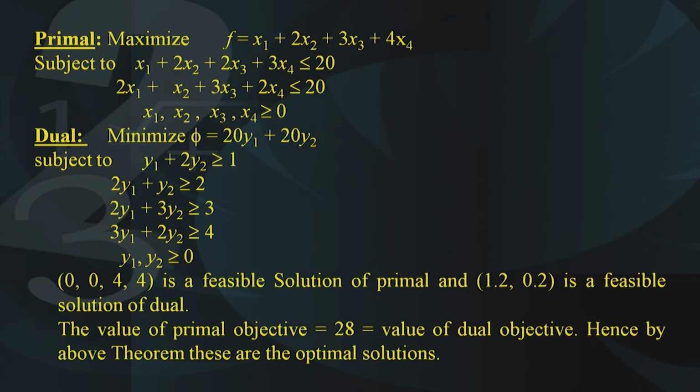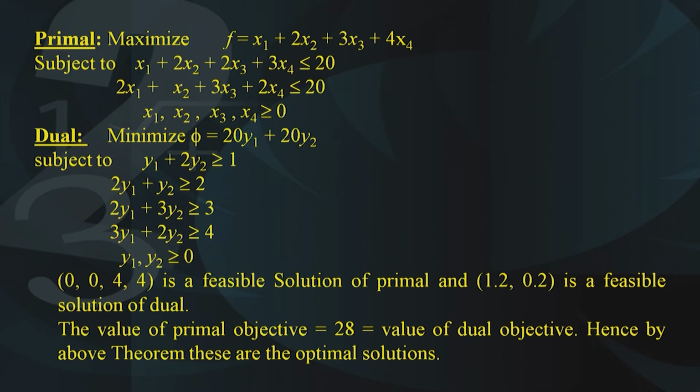If you look at this point (0, 0, 4, 4), this is a feasible solution of the primal, and similarly (1.2, 0.2) is a feasible solution of the dual. You can check that both these points satisfy the primal and the dual constraints respectively. You can check this by substituting them in the constraints and making sure that they satisfy all the constraints. So, that is the definition of feasibility.